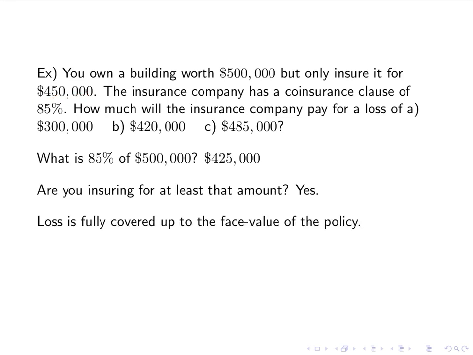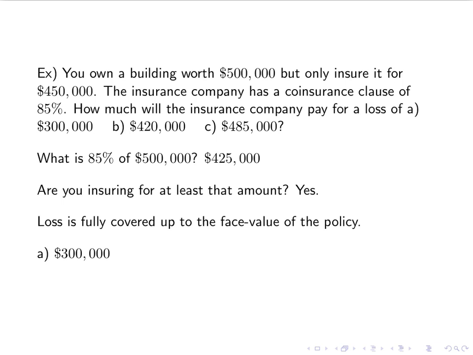So this means that we are in the first part of that coinsurance clause. I am insuring for at least that amount, so the insurance company will fully cover any loss up to the face value of the policy. So when it comes to answering A, B, and C, all I have to do is figure out which number is smaller, the loss or the face value of the policy. For A, $300,000 versus $450,000. Which one is smaller?